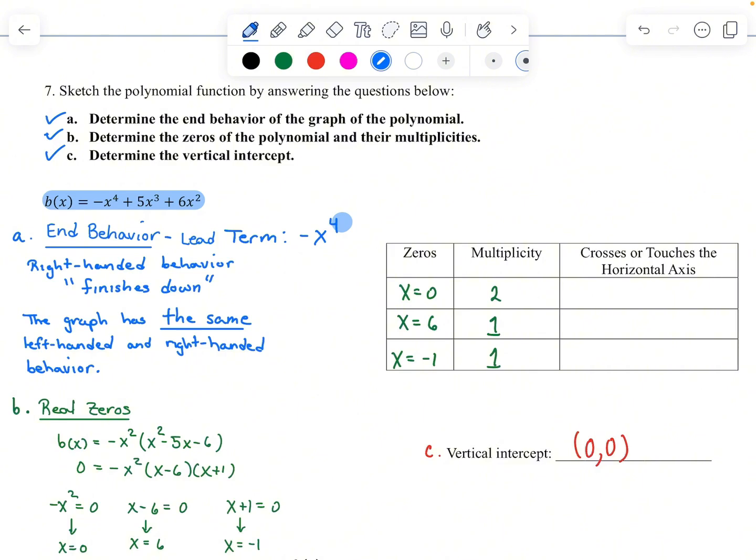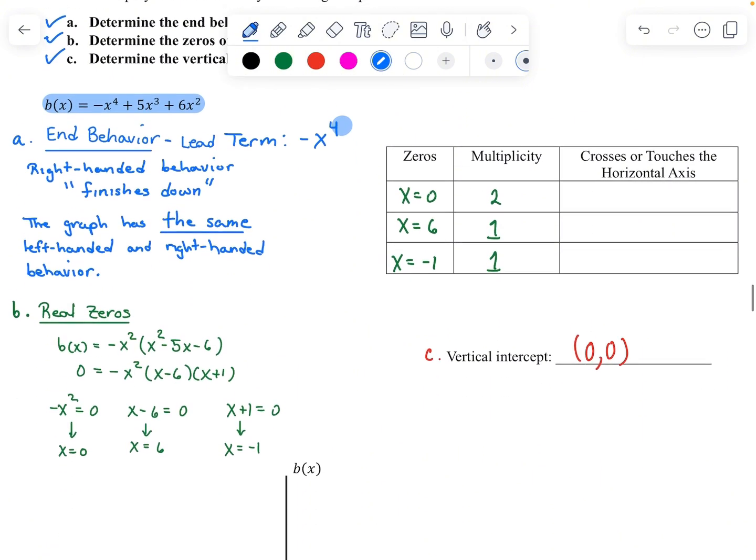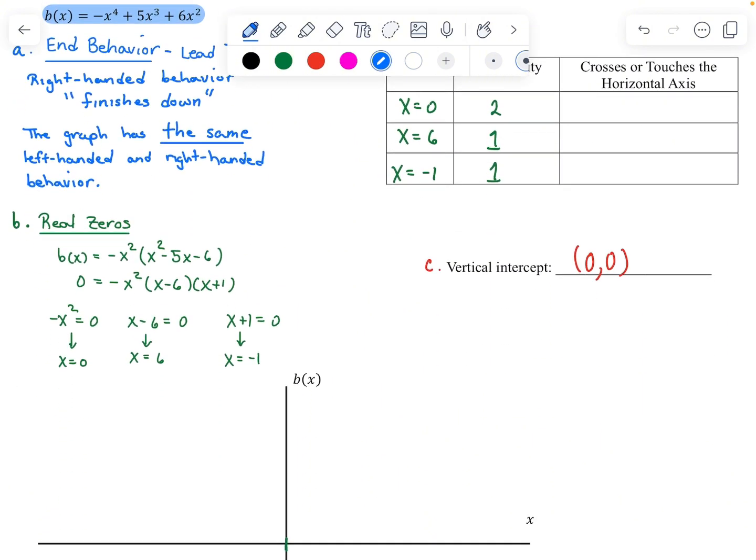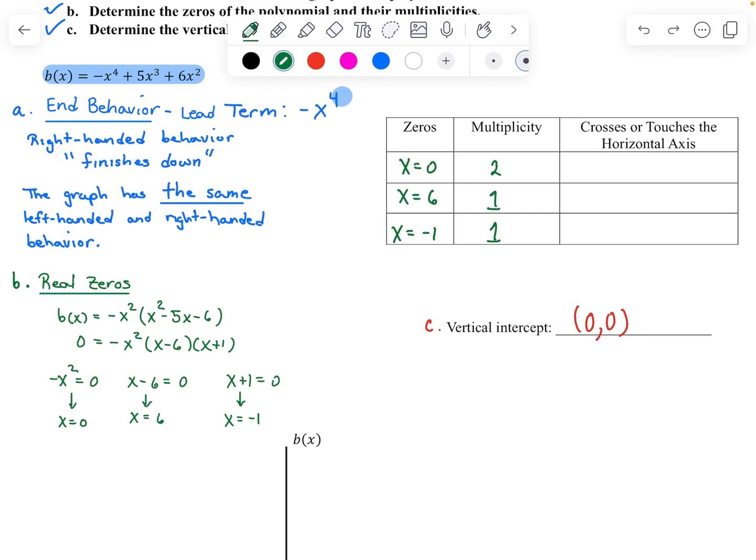Now on to the real zeros. We found the real zeros in example 5. So what I've done is I've placed the zeros in a chart along with their multiplicities. And the multiplicity will determine if the graph crosses the horizontal axis at the zero or if it touches the horizontal axis. So looking at x is equal to 0, the multiplicity is even. That means the graph touches the horizontal axis at x is equal to 0.